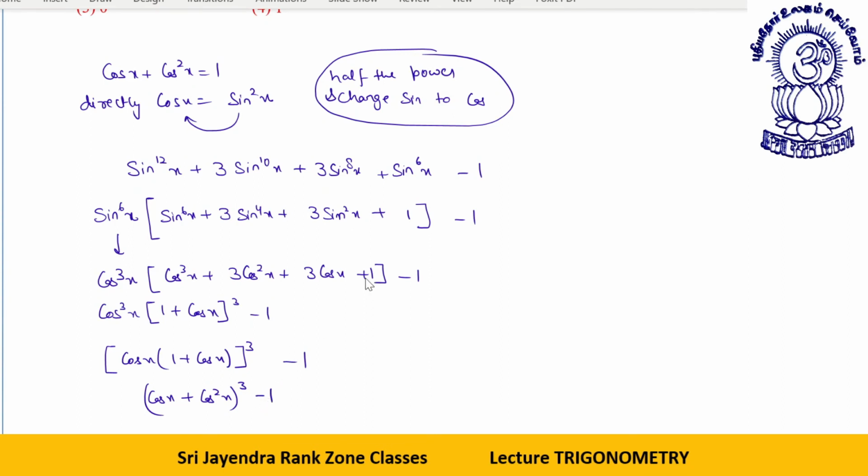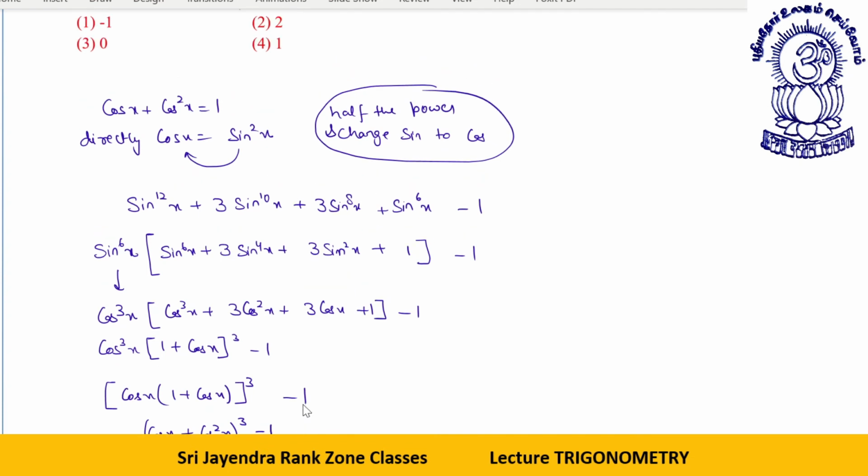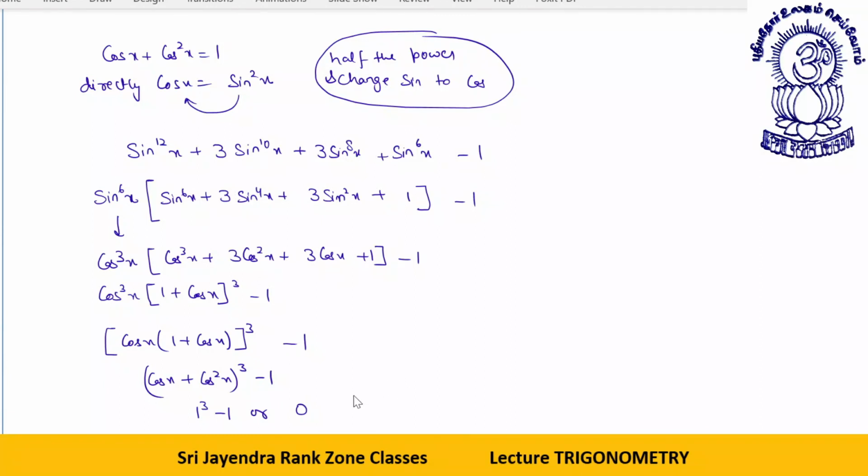Next, I will tell you a shortcut for this also. Here cos x plus cos square x is 1. This is 1 cube minus 1, so you have this as 0. This is your answer. Which is the option? Option number 3. Okay, option 3.